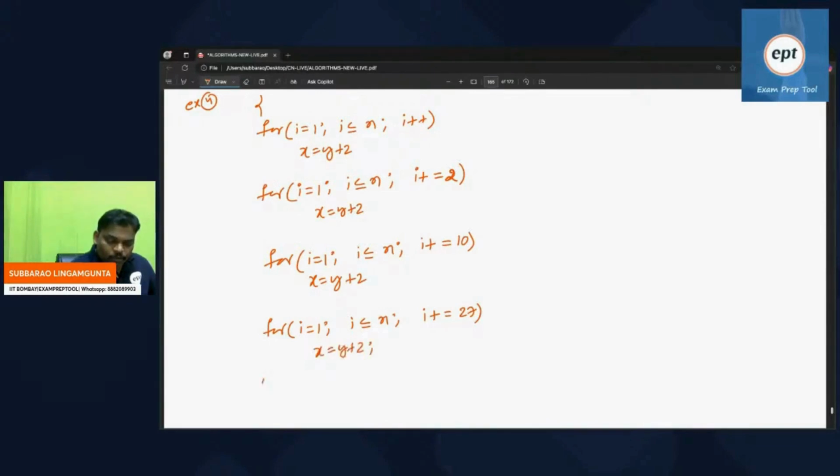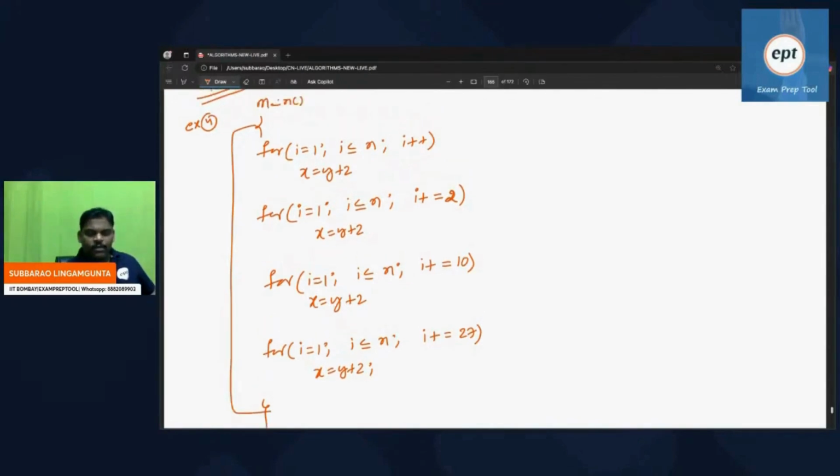Now find out what will be the time complexity of this program. Can you try this? What is the time complexity of this program? for i = 1, i <= n, i++, x = y + z. for i = 1, i <= n, i += 2, x = y + z. So like this.